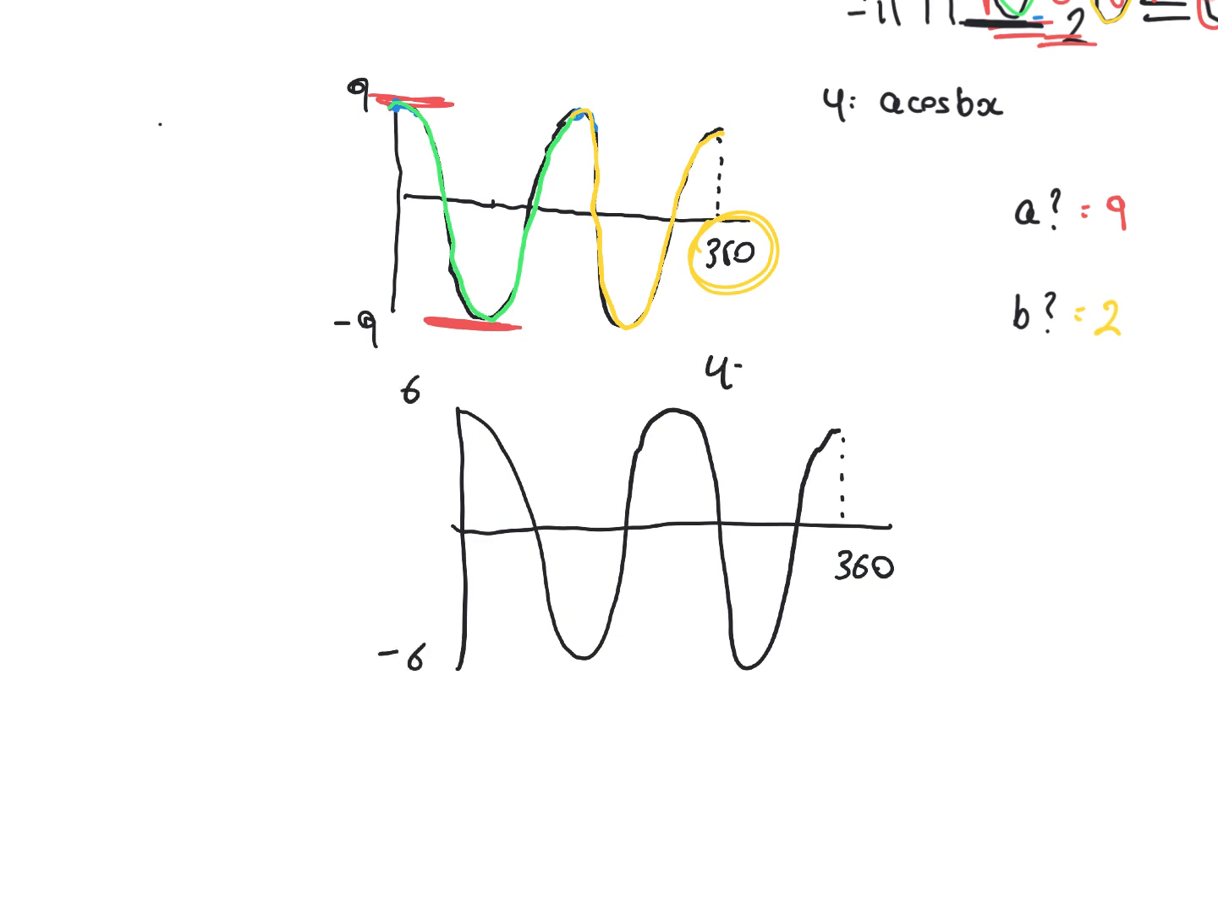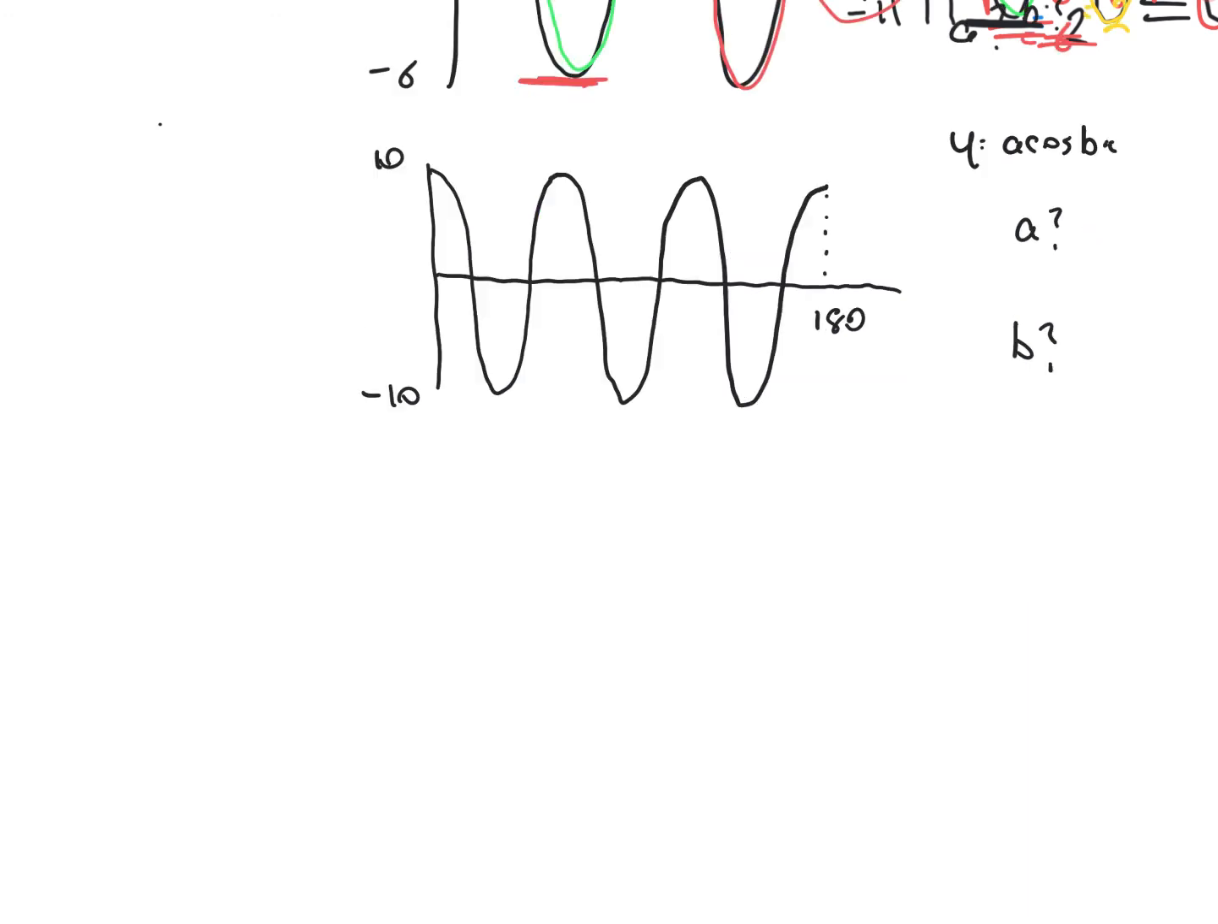Okay, it's of the form y equals A cos bx. What's A and what's B? Okay, so the curve goes up to 6 and down to -6. That's a total height of 12. Half that to get the amplitude, which is 6. I then count 1, 2 complete curves in 360. B is equal to 2.